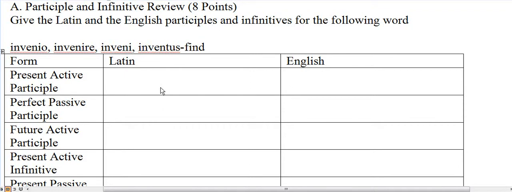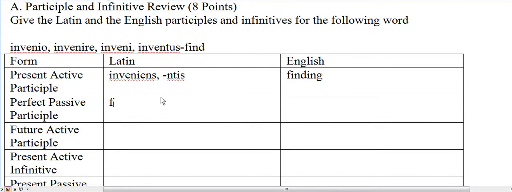Present active participle is -iens, -ientis. We've got to look at the stem vowel, so I've got to figure out what conjugation this is. First I look, it's -io, -ire for my first two principal parts, making this a fourth, so it's -iens, -ientis. Finding.